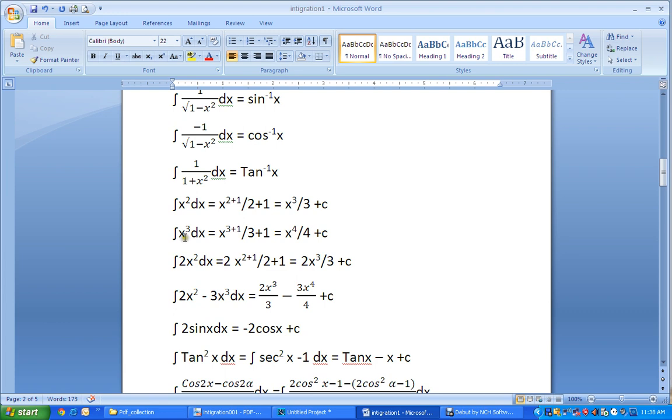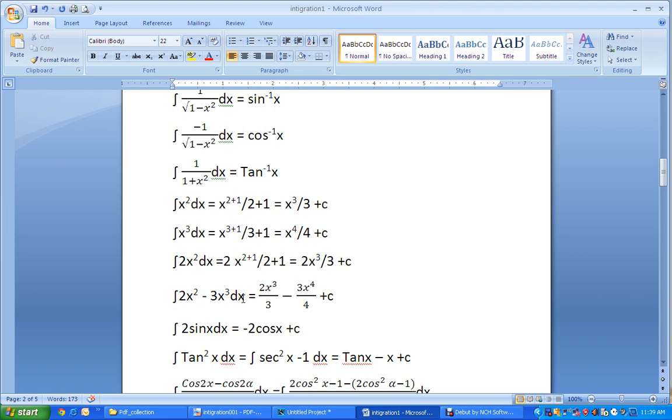Integration x cube dx. Again the formula will be x power n plus 1 divided by n plus 1. So it will become x power 3 plus 1 divided by 3 plus 1. The value will be x power 4 divided by 4 plus c. Now integration 2x square dx. The value will become 2 times x power 2 plus 1 divided by 2 plus 1. So the value will become 2 times x cube whole divided by 3. Correct?